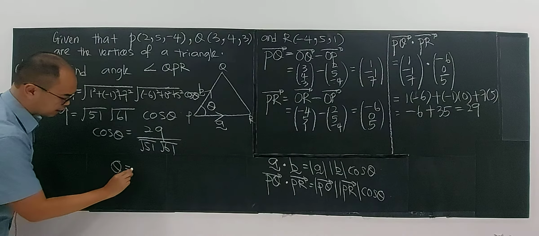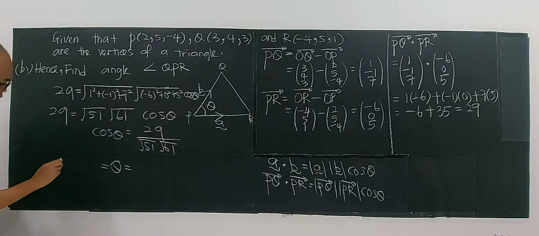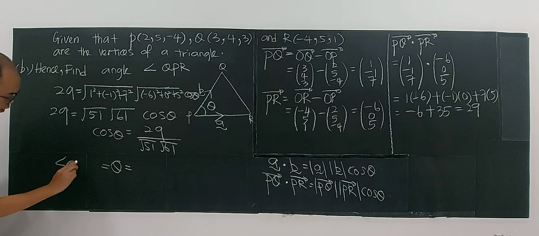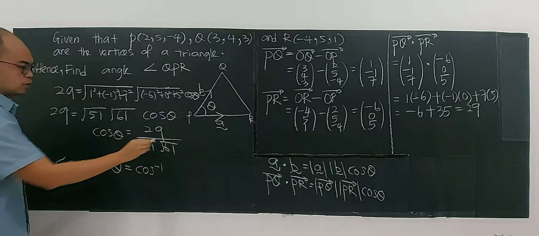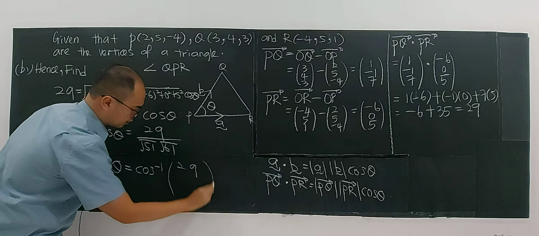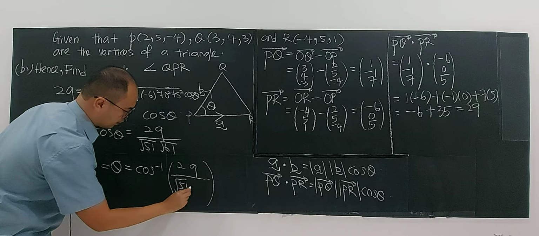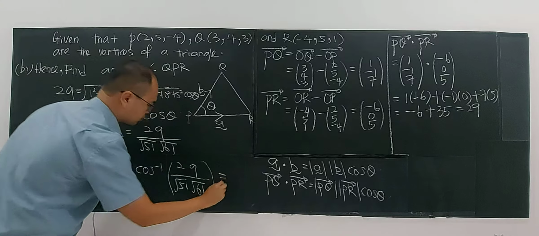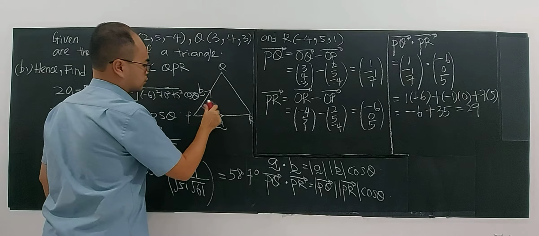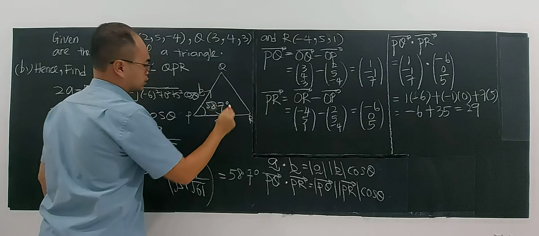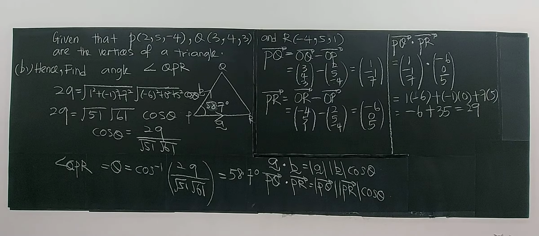Lastly, you want to find the angle. The theta here is the angle QPR, so it will be cos inverse of 29 divided by the square root of 51 times the square root of 61. Let's see what the angle is, which gives you 58.7 degrees.